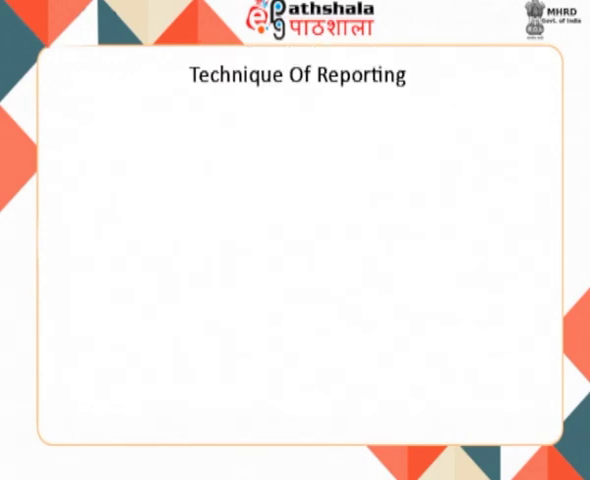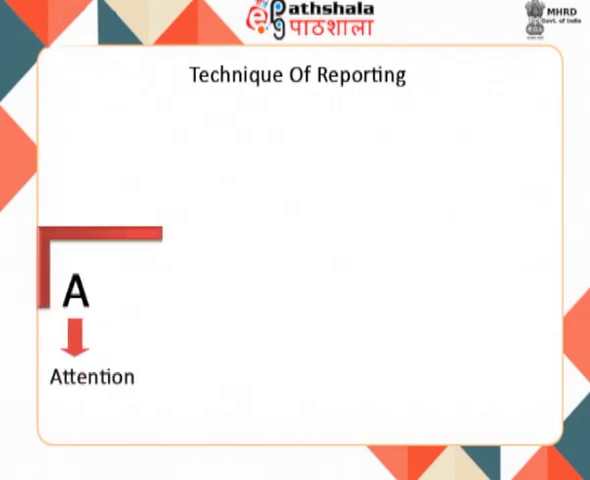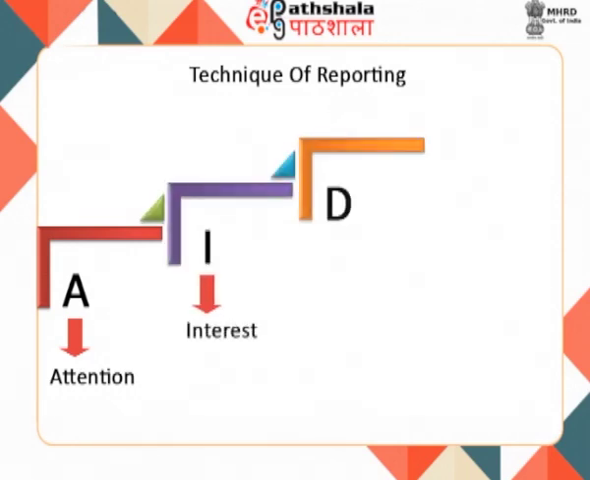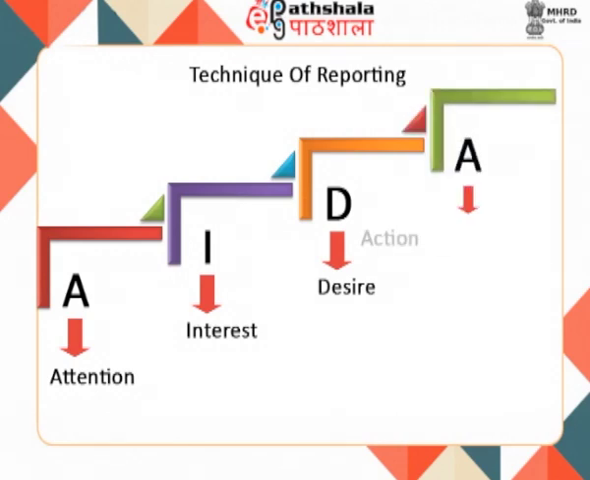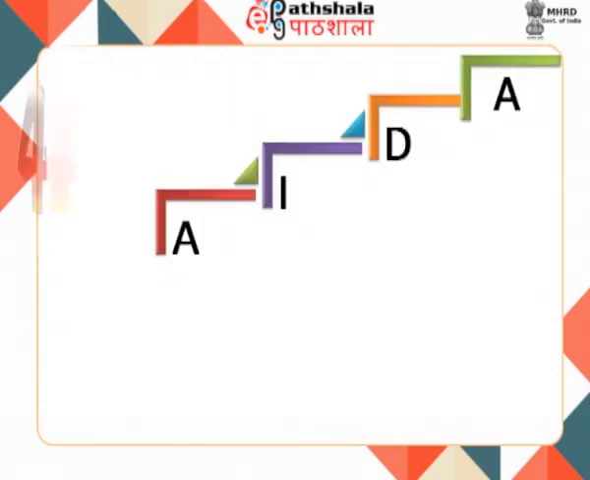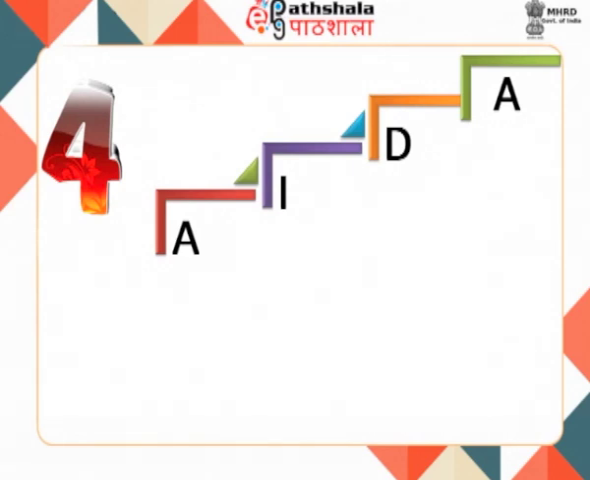Let us have some insight into the technique of reporting. The acronym AIDA is a handy tool for ensuring that your report or other writing grabs attention. The acronym stands for: A is for attention or attract, I is for interest, D is for desire, A is for action. These are the 4 steps you need to take your audience through if you want them to take note of the messages in your report.